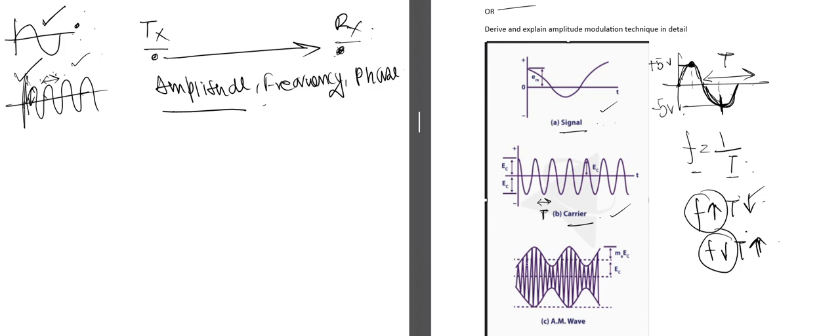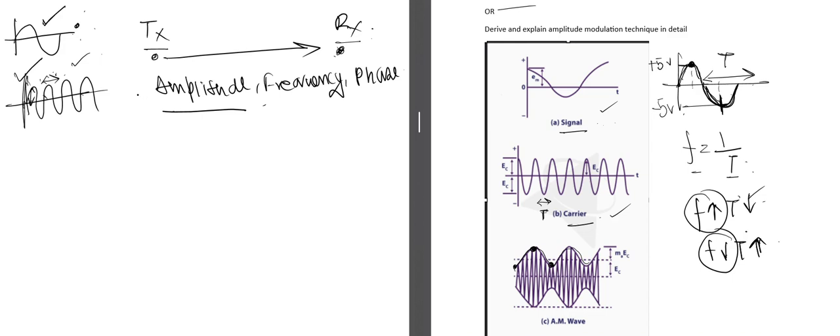As we can see, the carrier signal amplitude started from 0 here, it is gradually increasing, and at this point it reaches the maximum value. After that it is again decreasing, and at this point it reaches the minimum value. After that it will increase again. So this is how the amplitude of the carrier signal gets modulated.